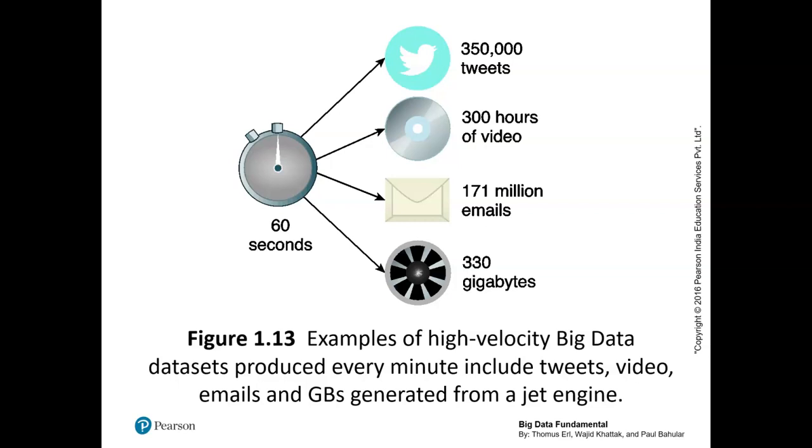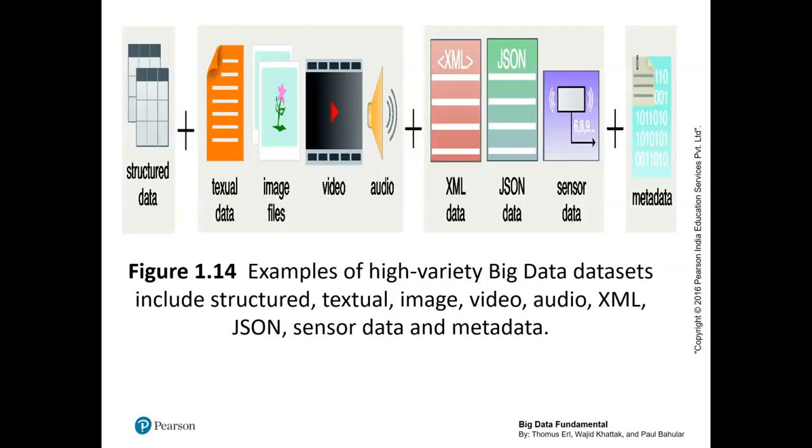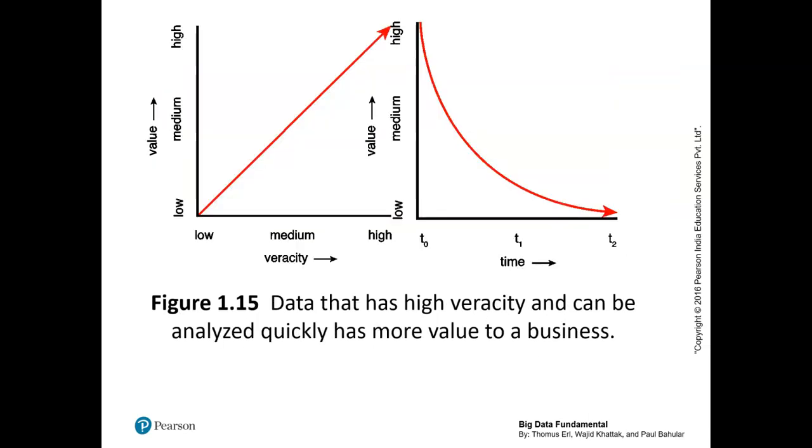Now you can see social media, as I talked, 350,000 tweets we have, and we have then 300 hours of videos on YouTube, 171 million emails, and 330 gigabytes of different data coming and generated from the jet engine in the form of different sensors. So as I told you, that example of high variety of data includes structured data, textual data, video, audio, XML, JSON, sensor data, and metadata. So these are the different examples you can see depicted in the picture.